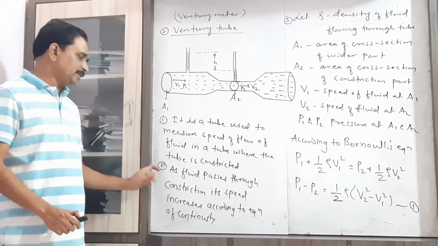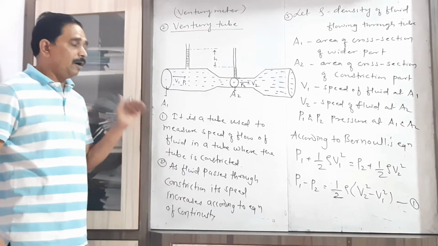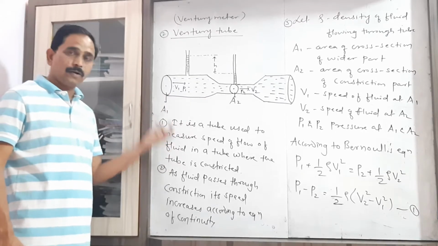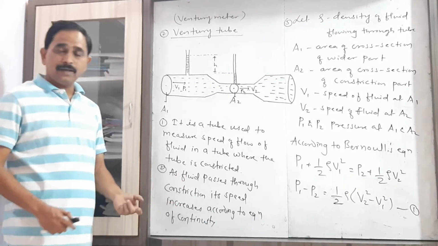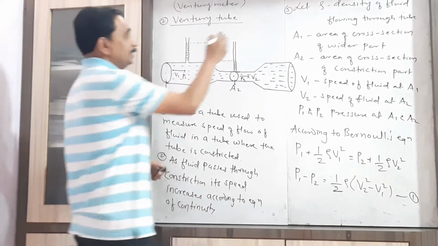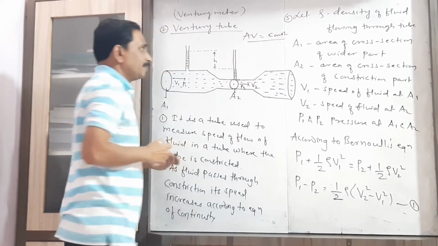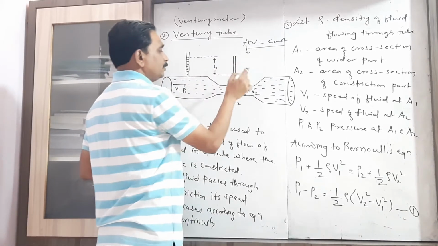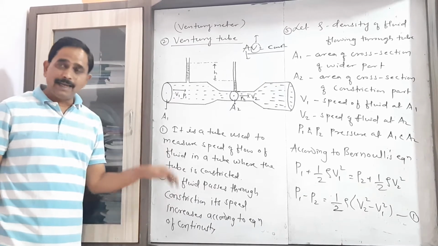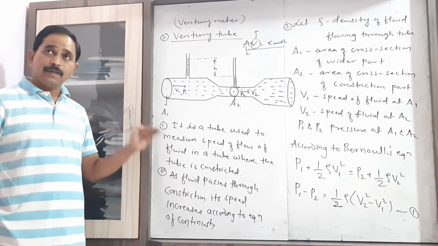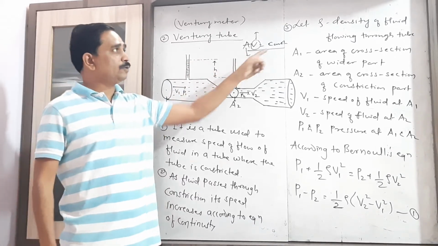As the fluid passes through the constricted part, what is our expectation? That the velocity of that fluid goes on increasing, because we already explained that according to the equation of continuity, AV equal to constant. If the area reduces, then velocity increases. So I write here the second point: as the fluid passes through the constriction, its speed increases according to the equation of continuity, that is AV equal to constant.